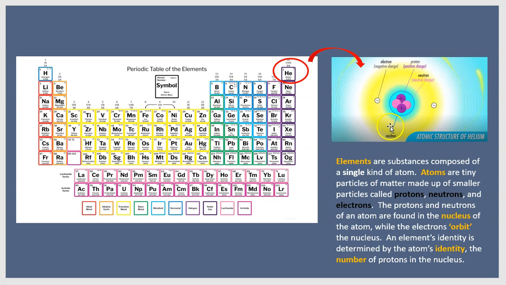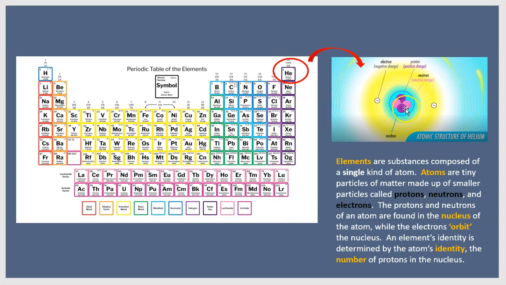And surrounding the nucleus are the electrons, negatively charged particles. Now we're going to use the analogy of an orbit, like planets orbiting a star. The electrons orbit the nucleus, but we'll see that is a sort of misleading characterization of what's really going on. So all of these different elements are made up of different kinds of atoms, and the atoms are different because of the number of protons in the nucleus of the atom.